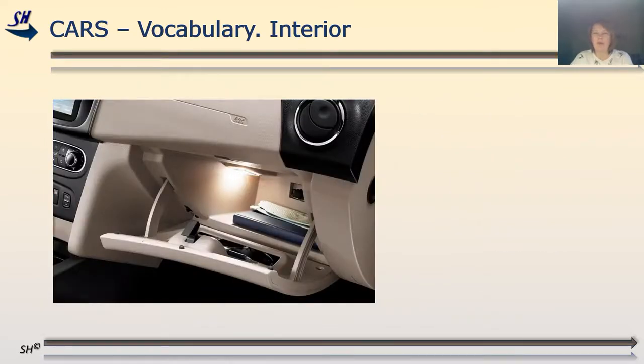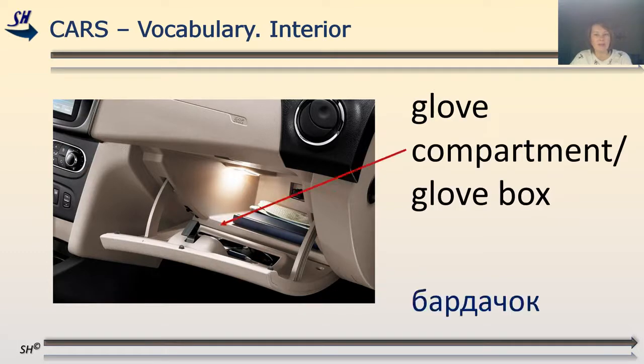If we move further to the right, we can see the glove compartment or the glove box. This is a place where you can store some not very big things. Interestingly enough, it is related to gloves in English and to a mess in Russian. Glove compartment or glove box. Right, what else do we have in a car?